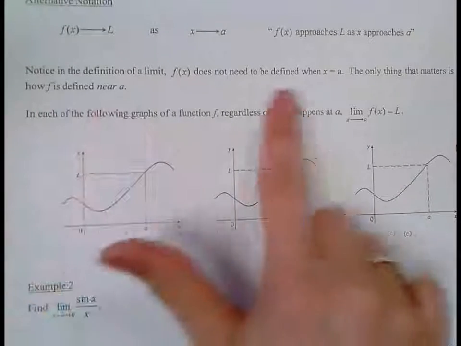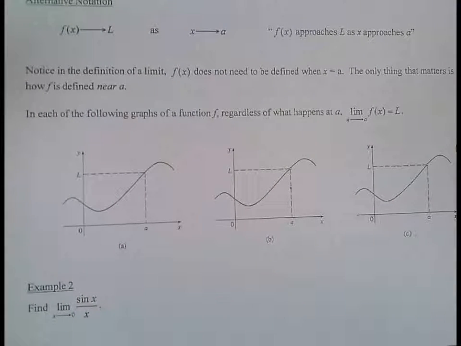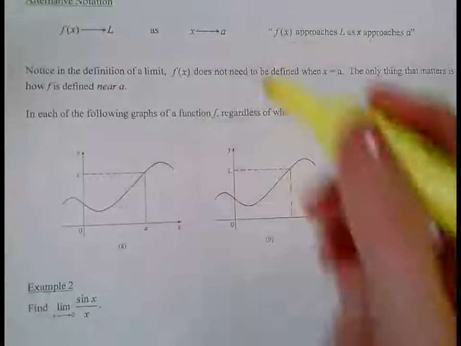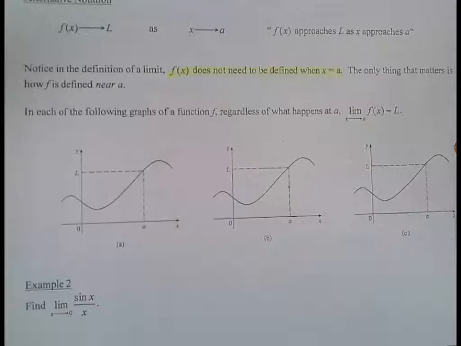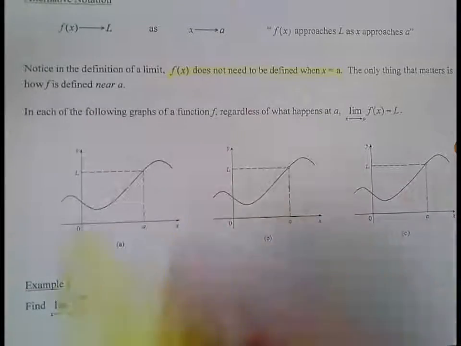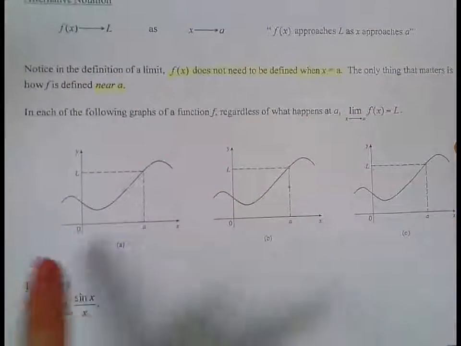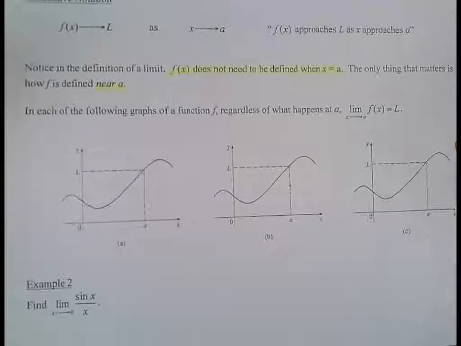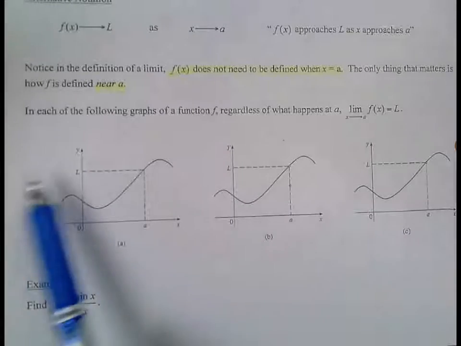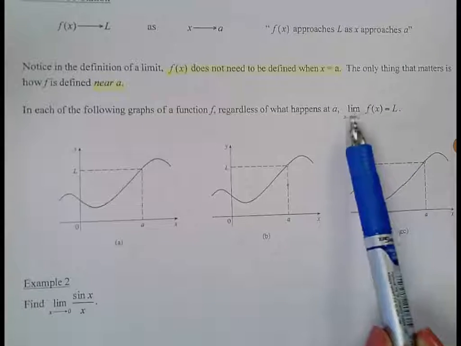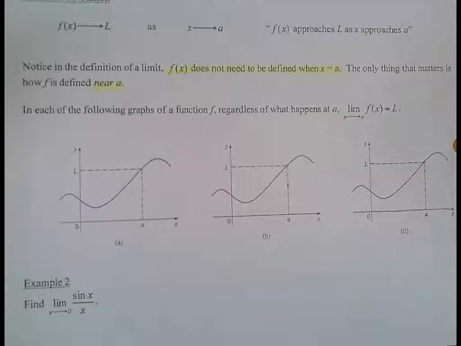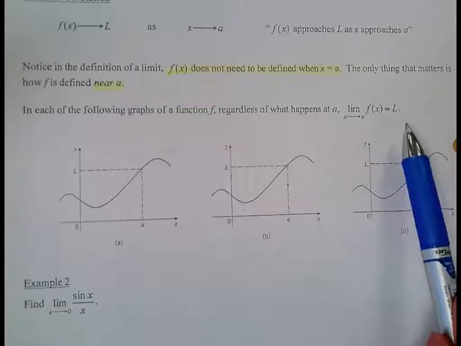So this idea that we've talked about again, in the definition of a limit, f of x does not need to be defined when x equals a. The only thing that matters is how f is defined near a. And these three graphs explain that idea a little bit better. It says in each of these graphs, regardless of what's happening at the value a, they all have the same limit as x approaches a, and that limit is the y value L.